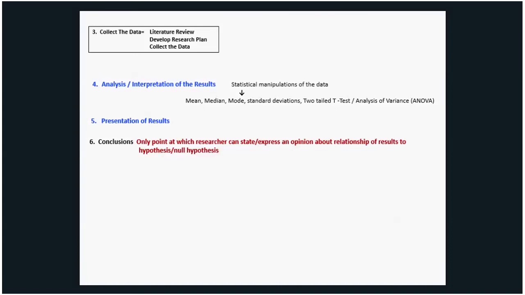In true research, this is the only area in this research report that a true researcher can give or express an opinion about a relationship, about what happened or what didn't happen in terms of why the hypothesis was accepted or why we said that there was a relationship, there wasn't a relationship. This is the only area.